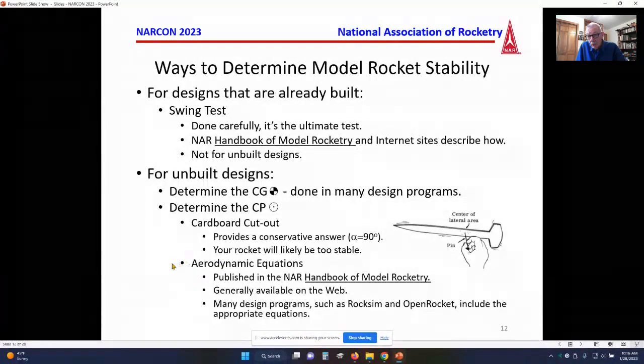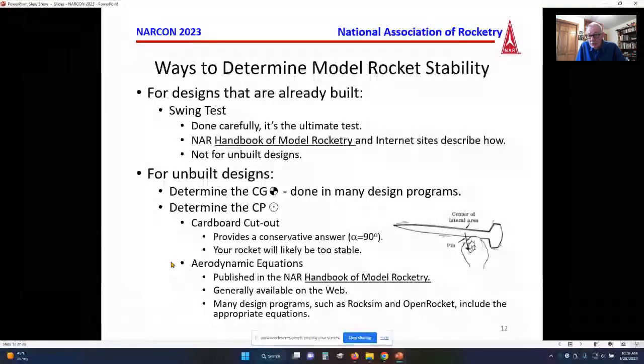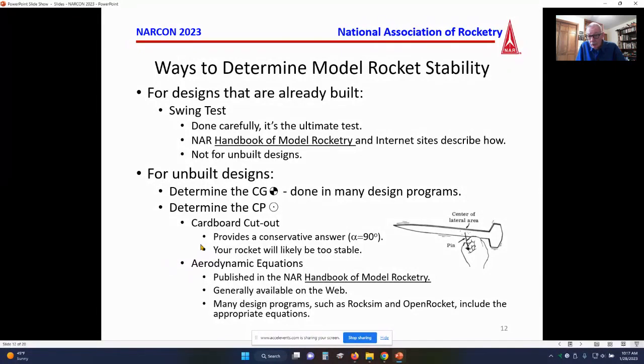So the aerodynamic equations were pulled together back in the mid to late 60s, and I'll talk a little bit about that later on. They're now published in the Handbook of Model Rocketry, at least the last edition that I've seen. They are also published in a number of reports that are available online. I wrote one for Centuri, and that was published. Last time I did a Google search, you could get a hold of copies.